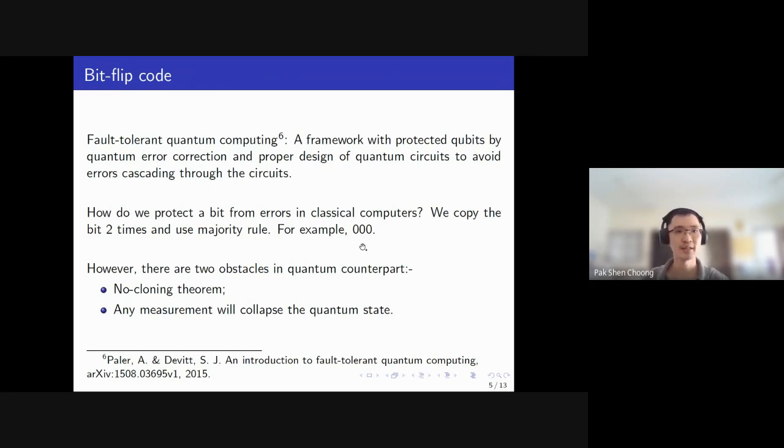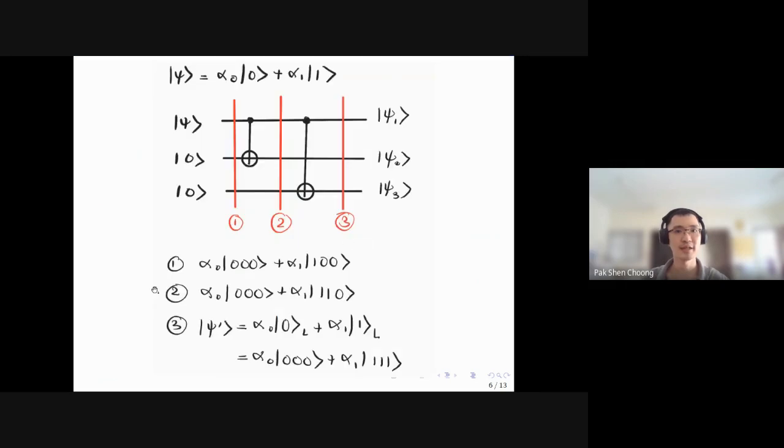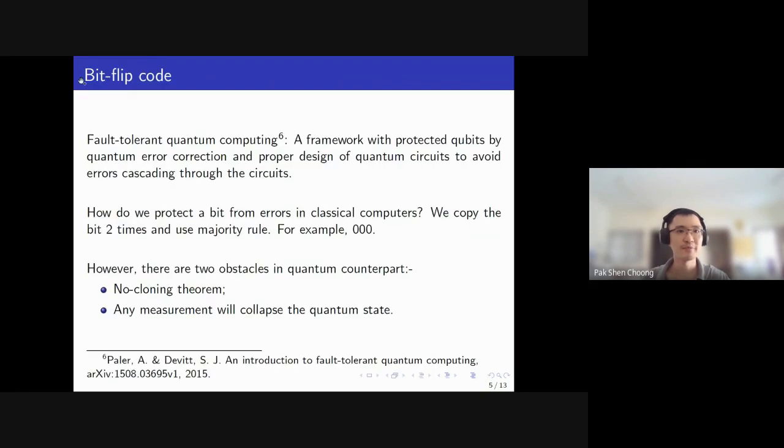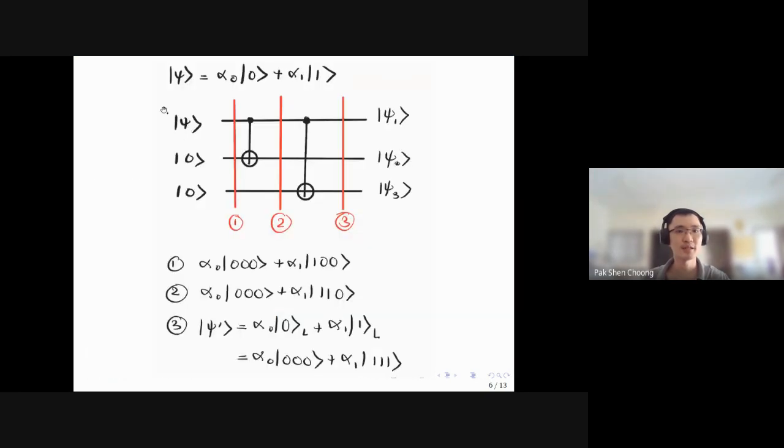So then such a gate is designed. This is what I call the bit flip code. So meaning that, okay, the psi over here is your qubit that you want to protect. So this is the state. You try to add two more qubits, and then you perform these kind of gates.